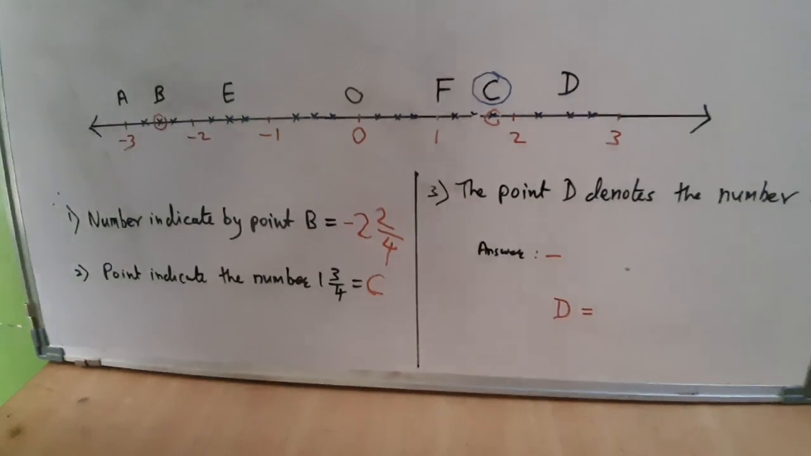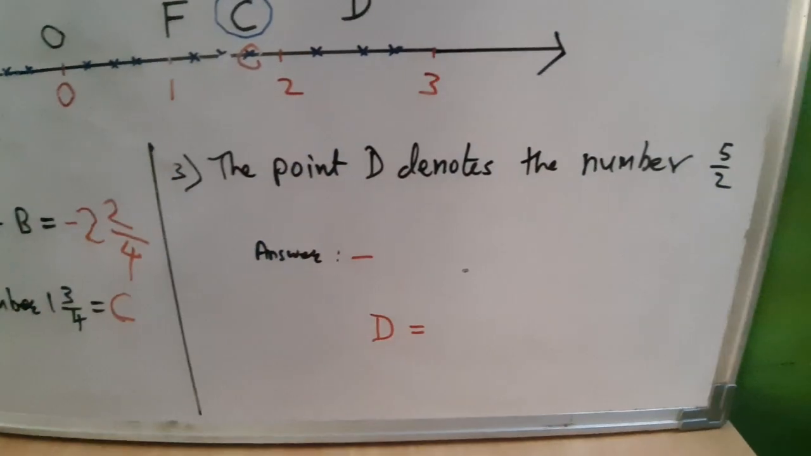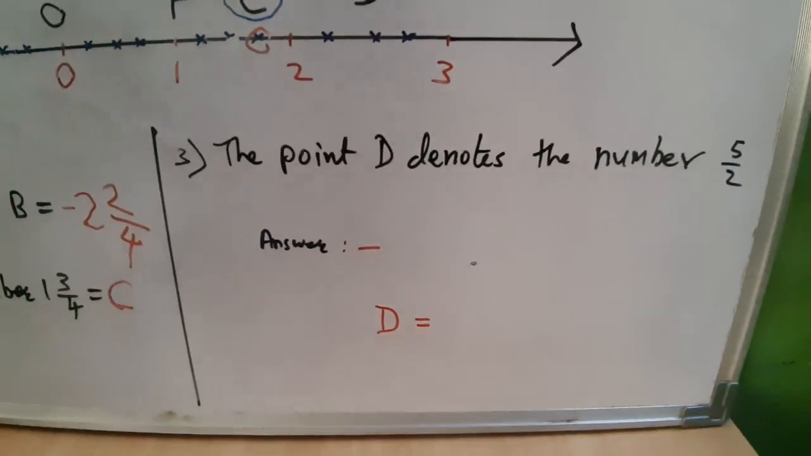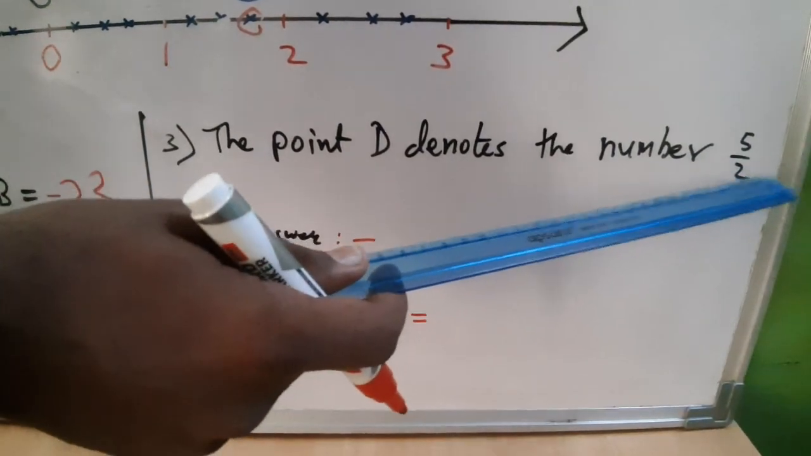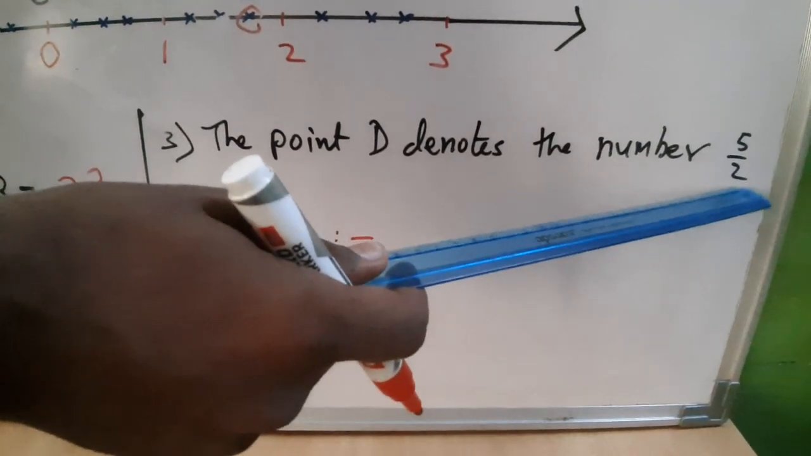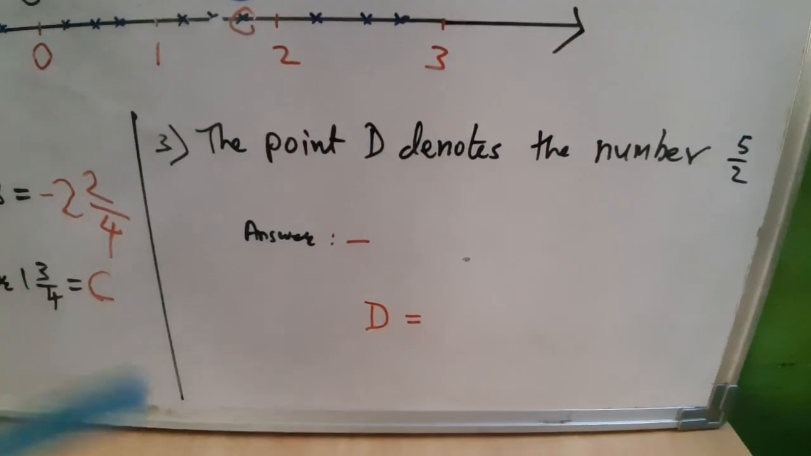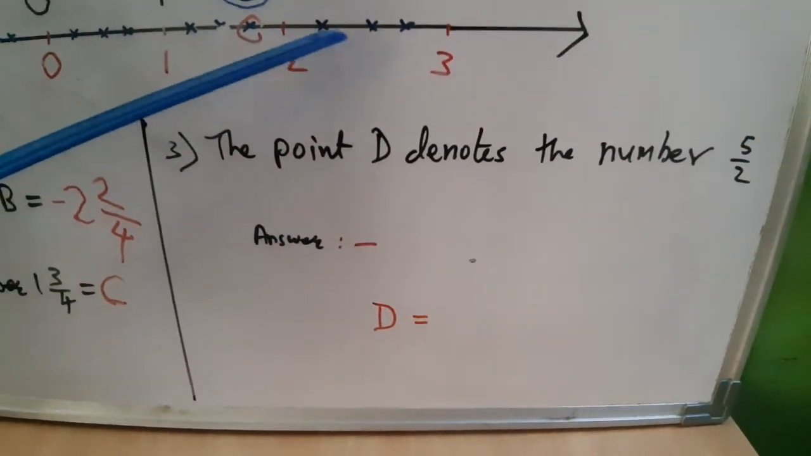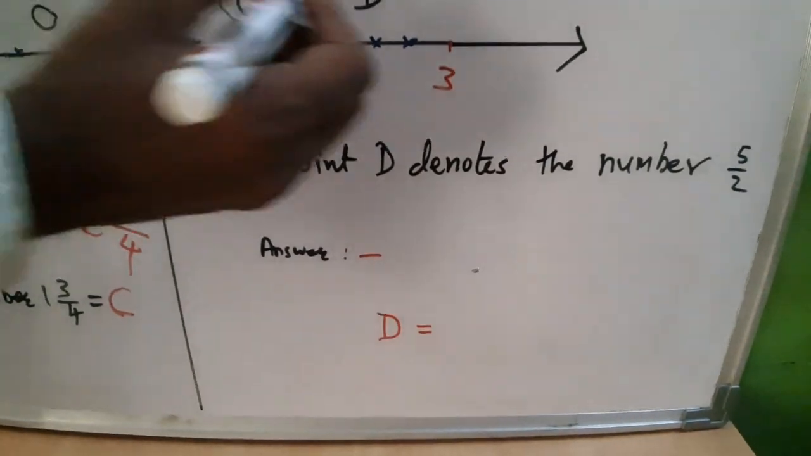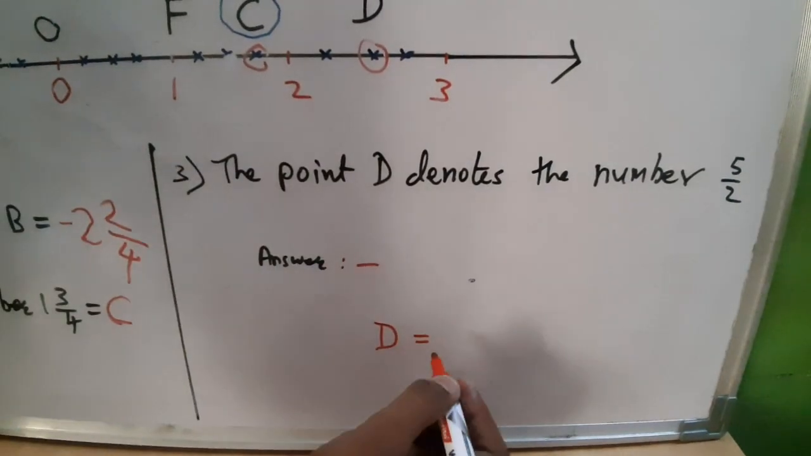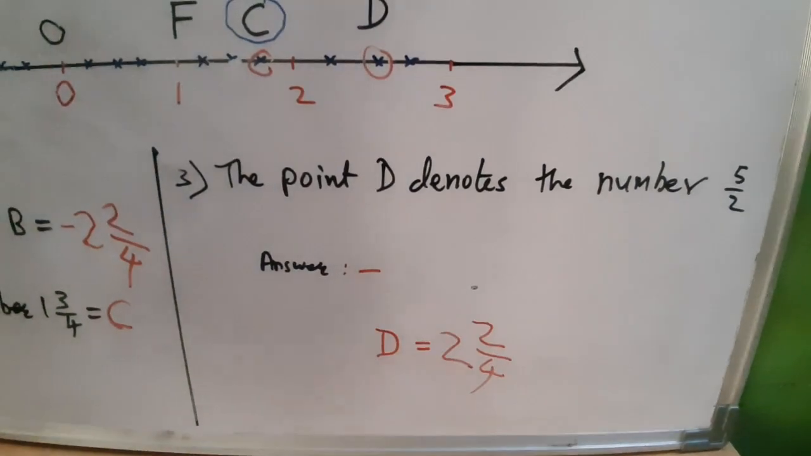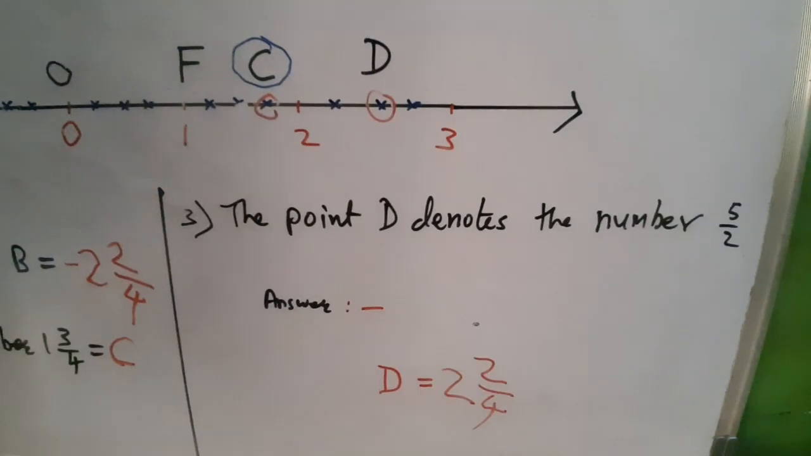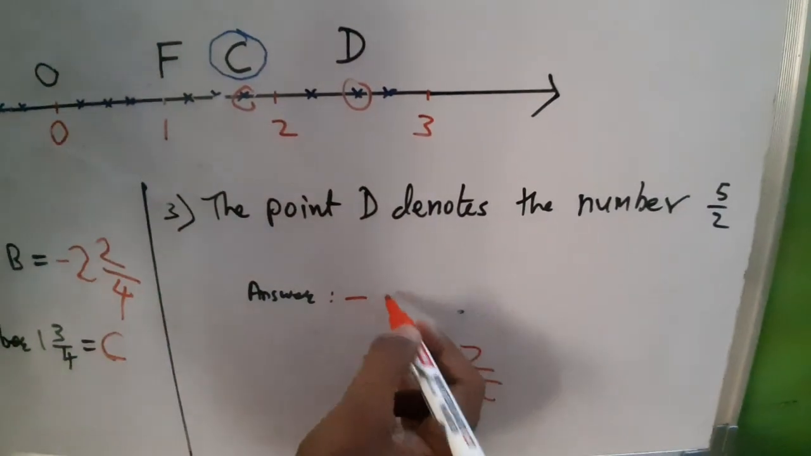Now the third question asks, the point D denotes the number 5/2. We know that we have already made 4 parts. Means denominator is always 4. म्हणजे डिनॉमिनेटर आपला काय पाहिजे? 4 पाहिजे, 2 नाही पाहिजे. मग डी ची व्हॅल्यू काय असेल? After 2, 1, 2. डी किती पाहिजे? 2/4. But here given 5/2. Answer false.